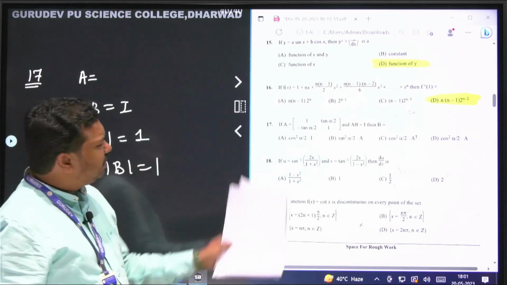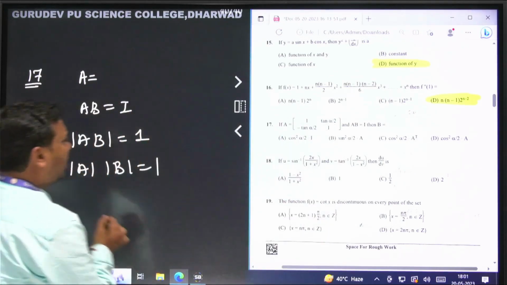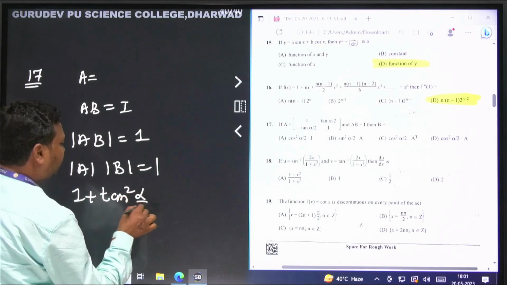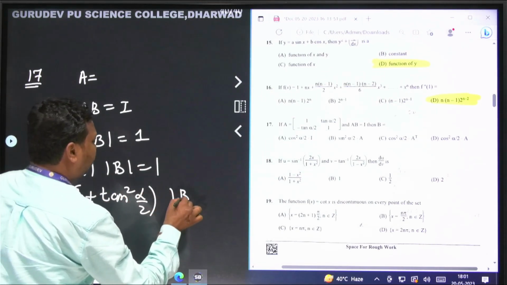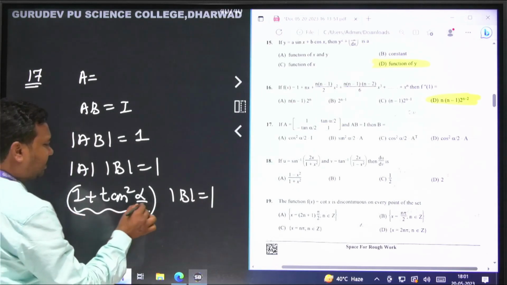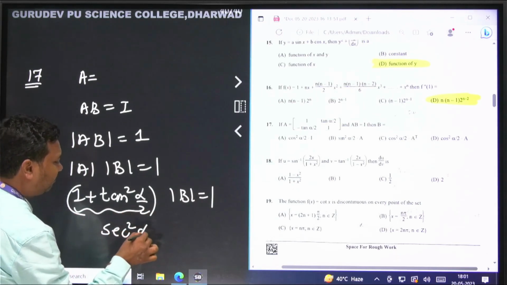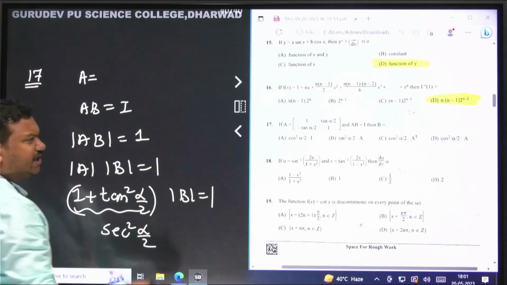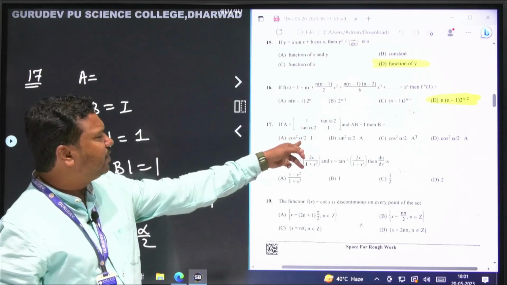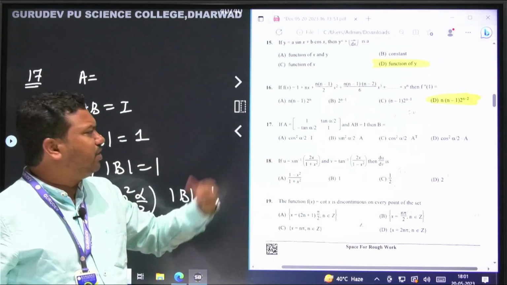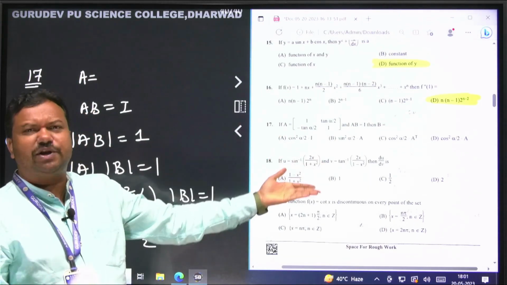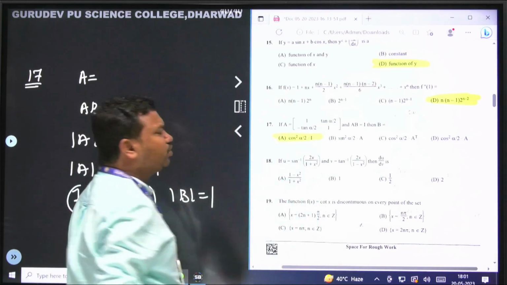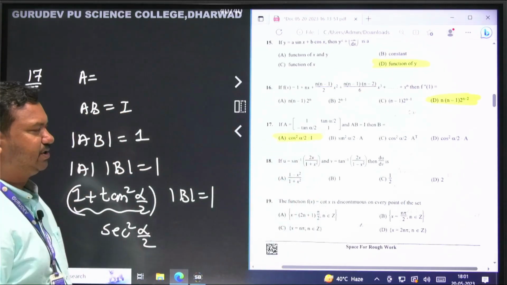If you observe determinant of A, it becomes 1 plus tan square alpha by 2, my dear students, and determinant of B is equal to 1. 1 plus tan square is secant square alpha by 2. Taking the secant square alpha by 2 to the RHS, 1 divided by secant square alpha by 2 is nothing but cos square alpha by 2 as the answer. Dot into I, if you find the magnitude of I, you get 1. Hence, in this case my answer is I into cos square alpha by 2, which is the right answer.